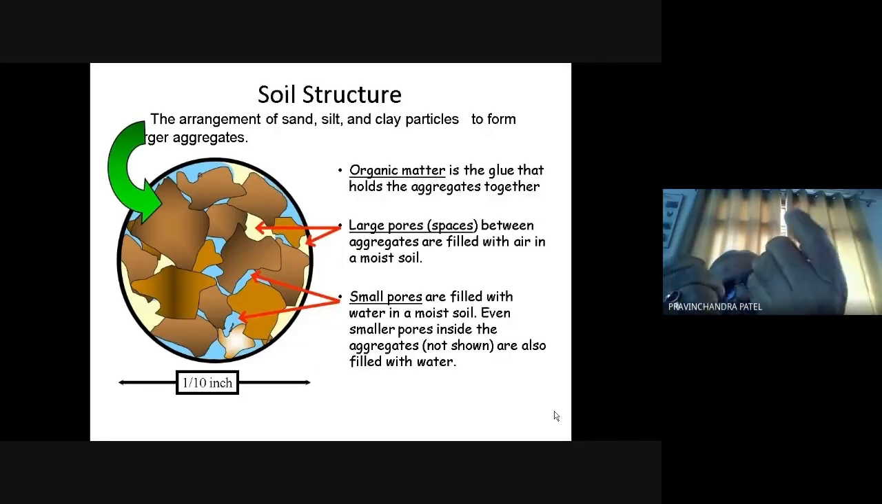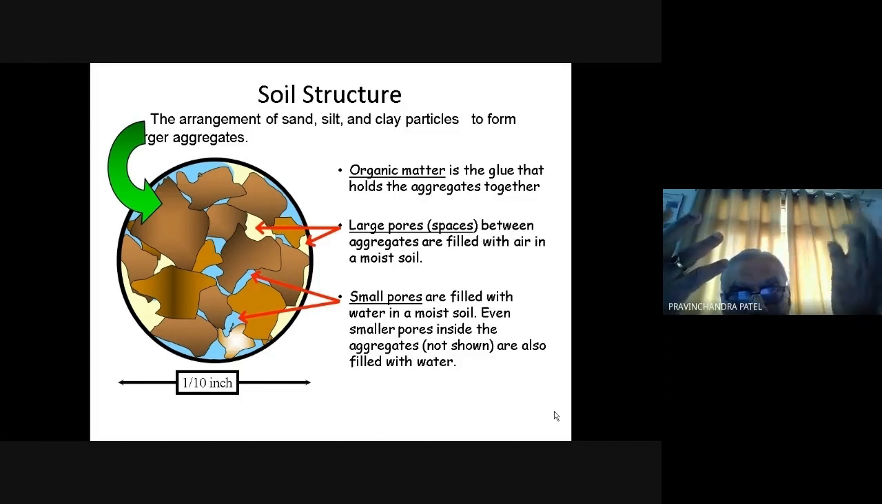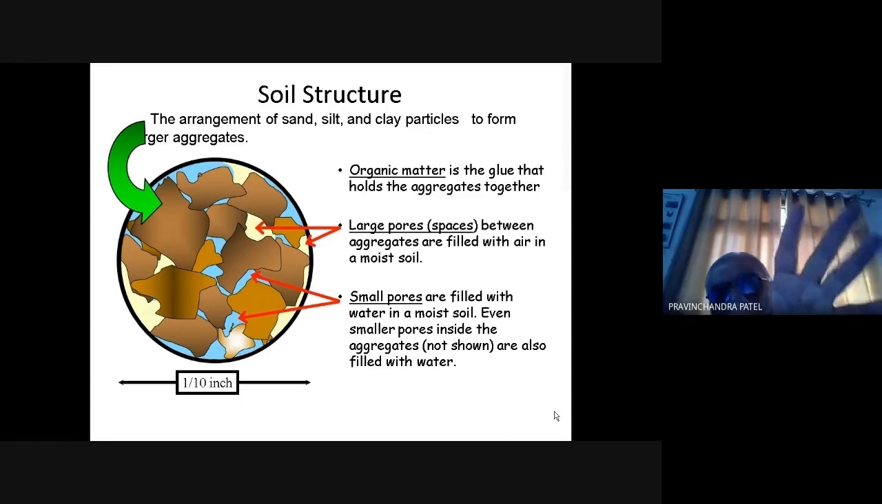Then soil structure. So soil structure means arrangement. I told that the arrangement of sand, silt and clay particles to form aggregates. So organic matter plays an important role in better soil structure or better aggregates. So organic matter is the glue that holds the aggregates together. So it will combine the particles of sand, silt and clay together, means aggregates.